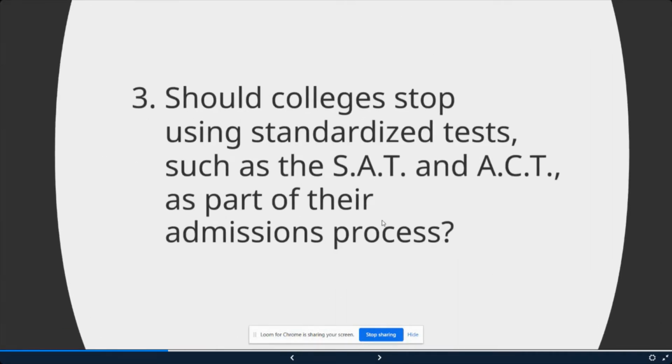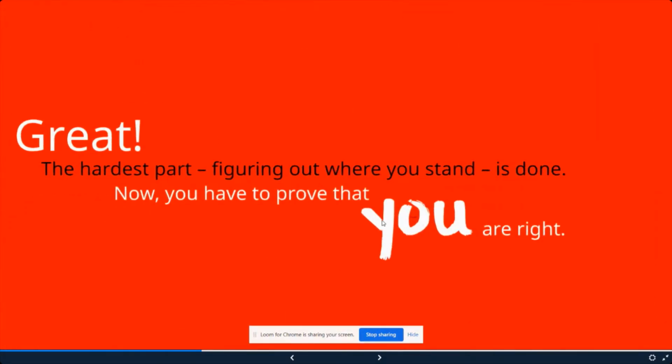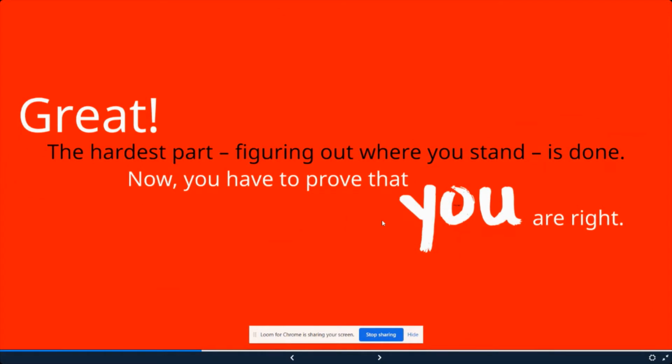And number 3, should colleges stop using standardized tests such as the SAT and ACT as part of their admissions process? Again, yes or no, and then why? And feel free to pause this while you fill this out. So you did the hardest part, which was figuring out where you stand, what your opinion is on the topic. So now you have to prove that you're right.